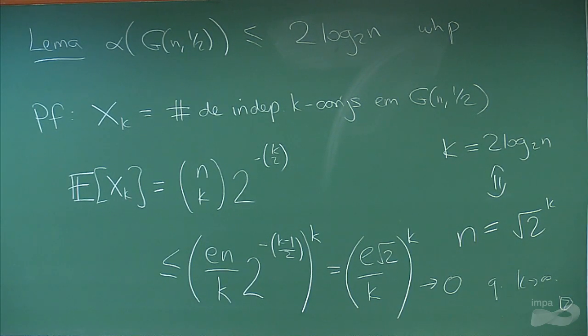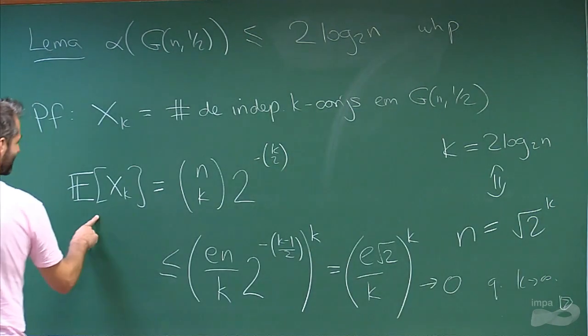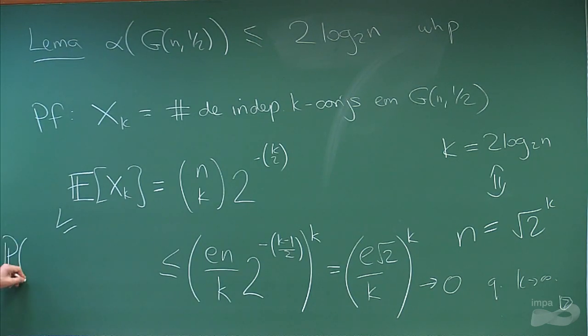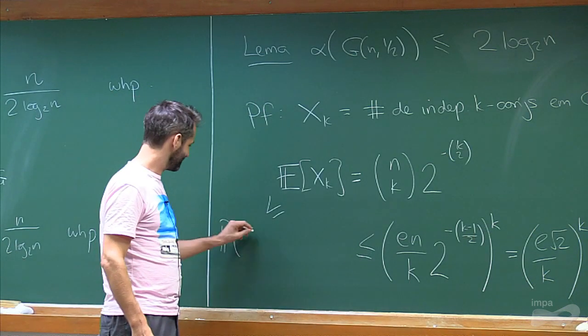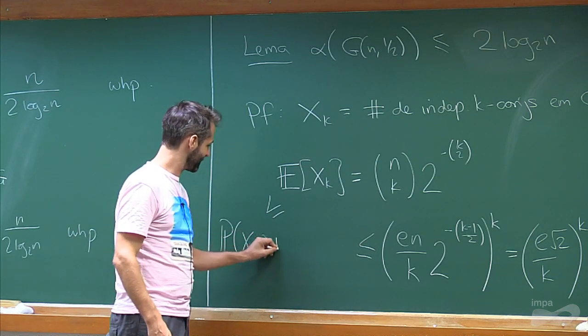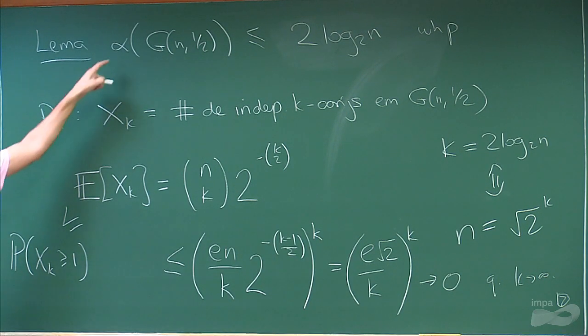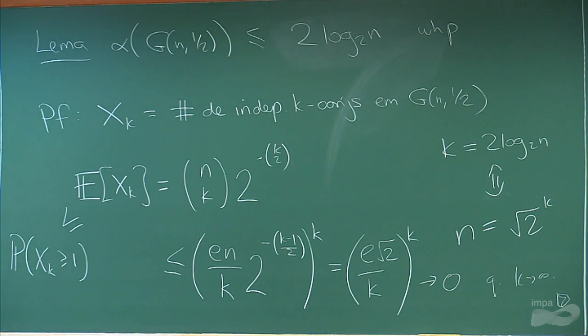And the final step. Why is this a good thing to bound? What's this at least? X_k is at least 1. So the probability X_k is at least 1 tends to 0. So with high probability X_k is 0, which is the statement. Okay.